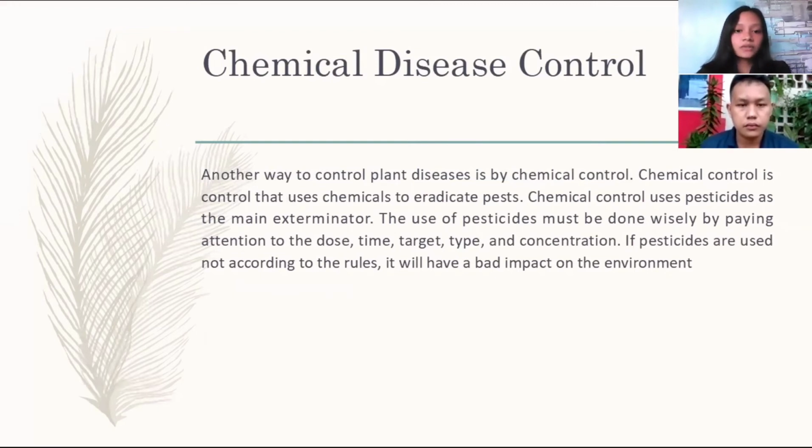And now another way to control plant disease is by chemical control. Chemical control is control that uses chemicals to eradicate pests. Chemical control uses pesticides as the main exterminator. The use of pesticides must be done wisely by paying attention to the dose, time, target, type, and concentration. If the pesticides are not used according to the rules, it will have a big impact on the environment.